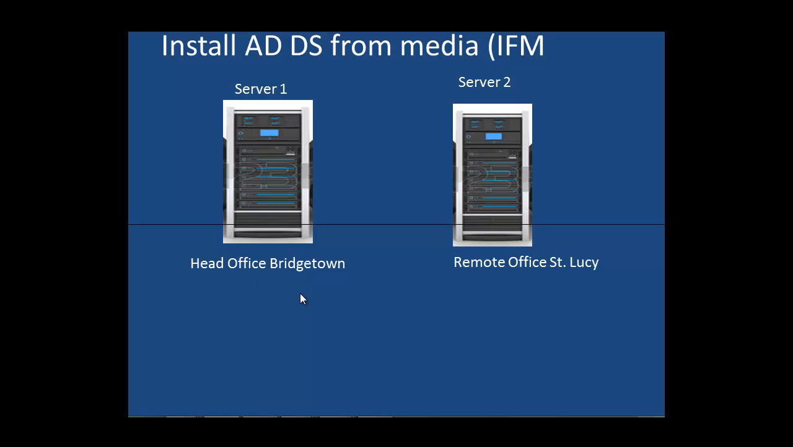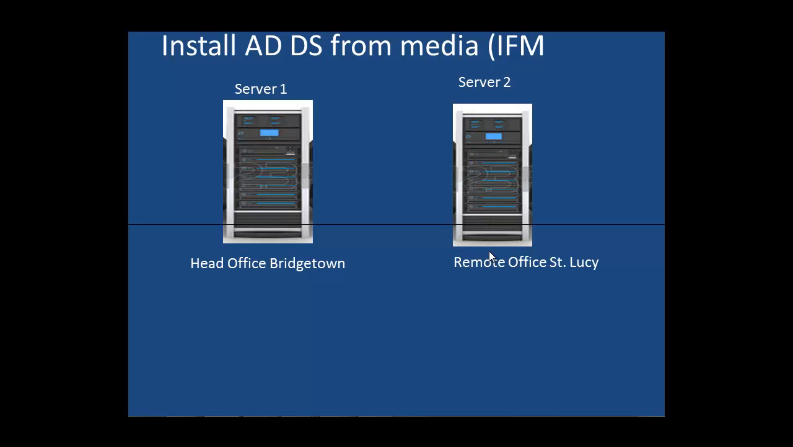Here we have two servers, server 1 and server 2. One server is located in the head office, Bridgetown, and this server already has Active Directory domain services installed, which means it's a domain controller. We have another server here, server 2, in the remote office at St. Lucie, and we also want that server to become a domain controller.